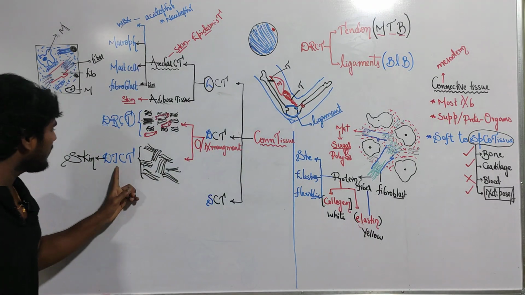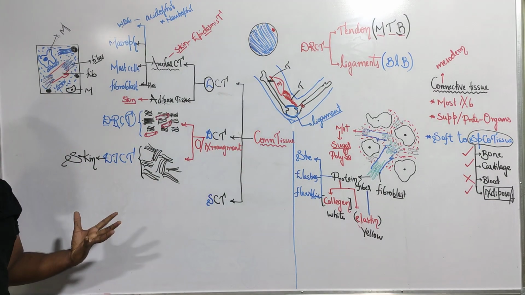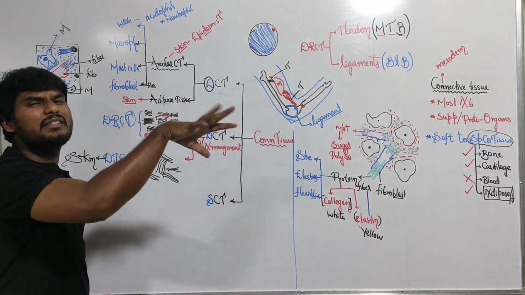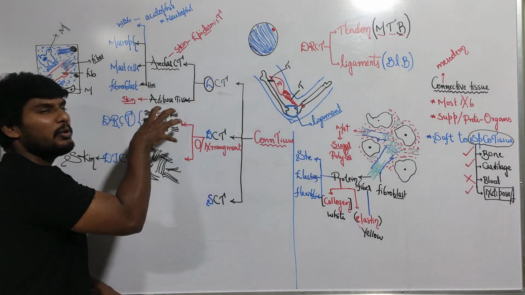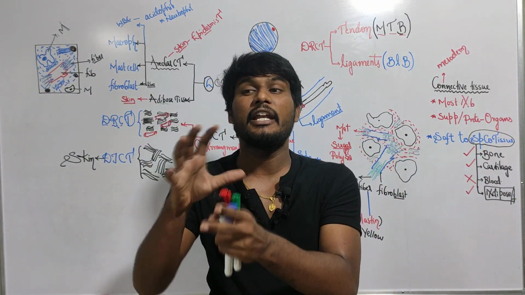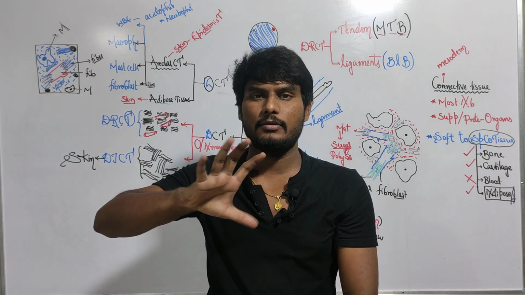And what about the dense irregular connective tissue? It is present under the skin. Here the fiber orientation is irregular, zigzag, and there the fiber orientation is in a regular fashion, parallel, one by one in a row. That's all.